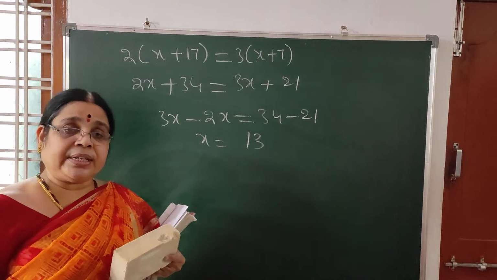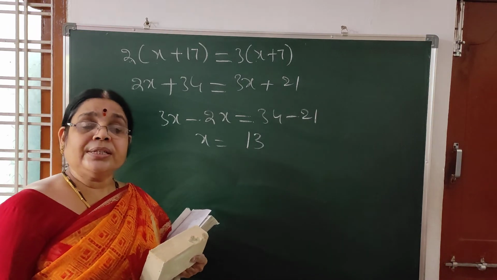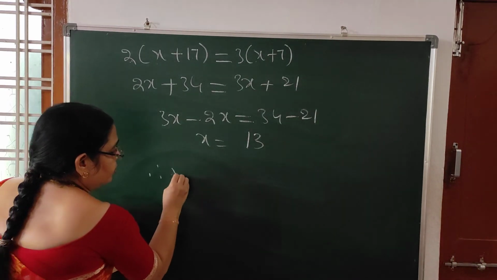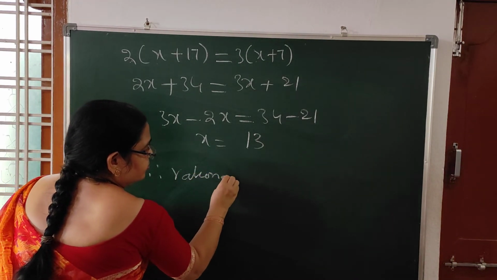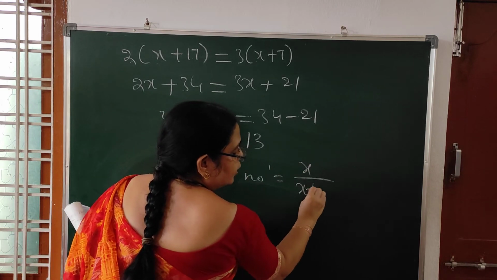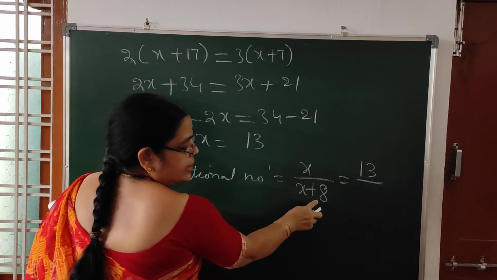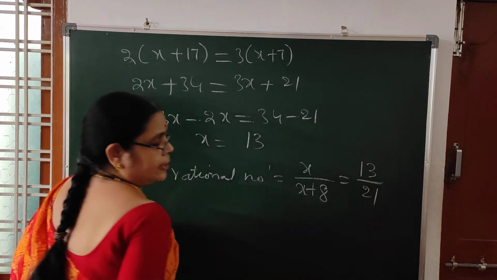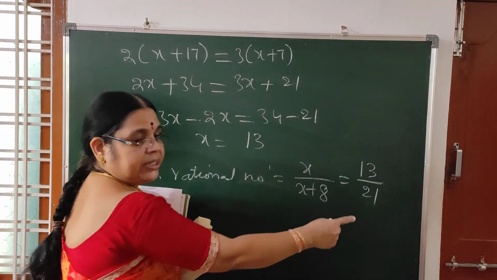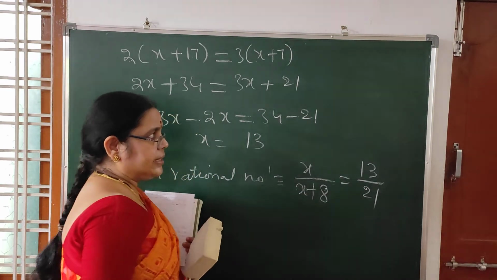So what have we taken as x? We have taken x as the numerator. You were not asked to find only the numerator; you are asked to find the rational number. Therefore, the rational number is numerator by denominator. The numerator is x, that is 13. 13 plus 8 becomes 21. Therefore, the rational number is 13 by 21. How are you getting 21? x plus 8, x is 13, 13 plus 8 is 21.